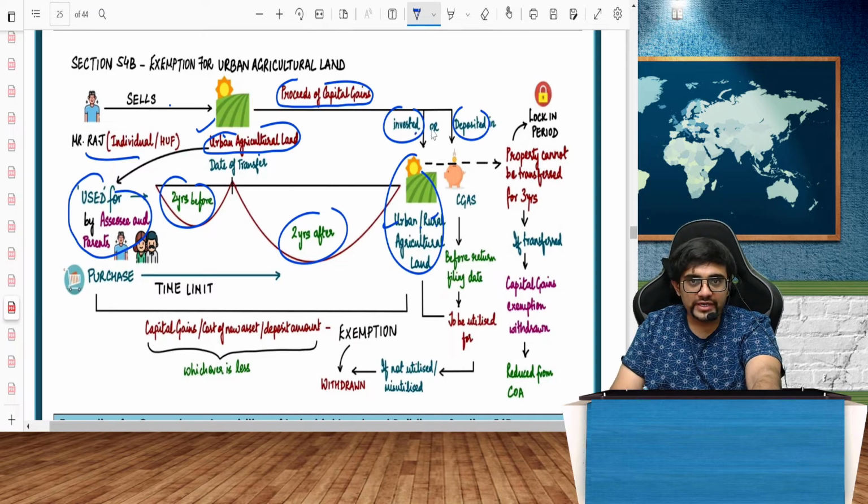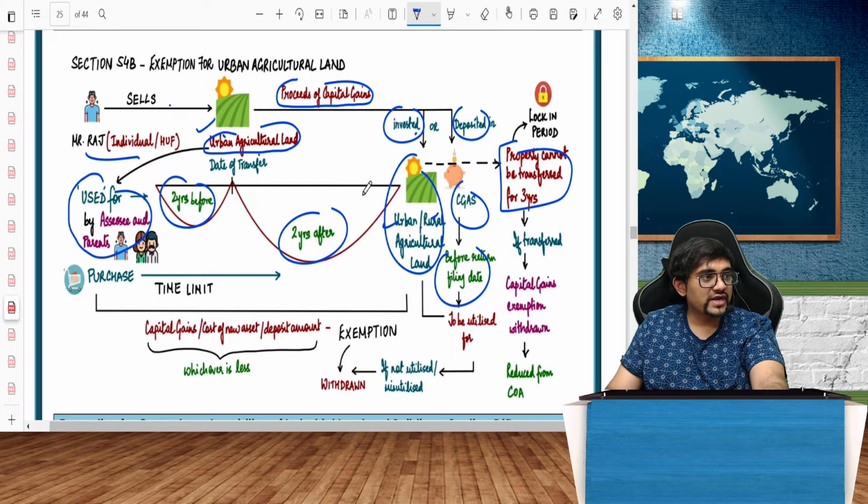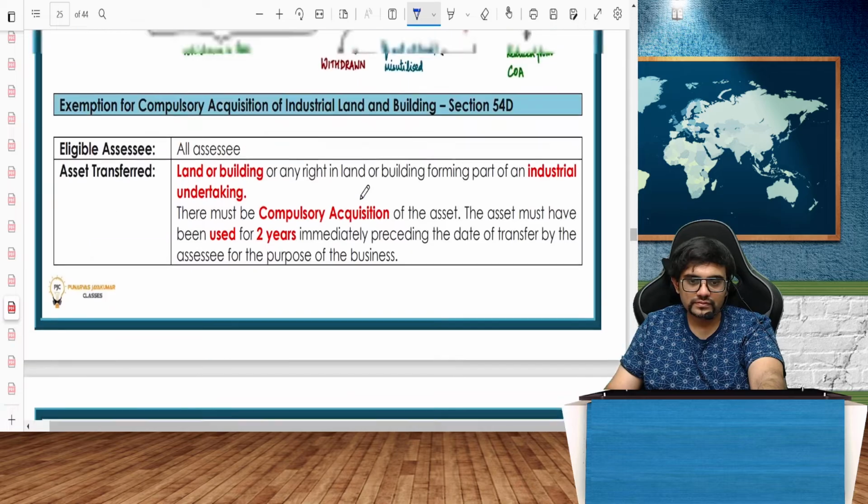And if you don't do it, again deposit in the capital gains account scheme before the return filing date. Should be utilized. If it is not utilized, exemption withdrawn. Lock-in period: property cannot be transferred for 3 years. If transferred again, capital gains exemption withdrawn. 54B. Next.